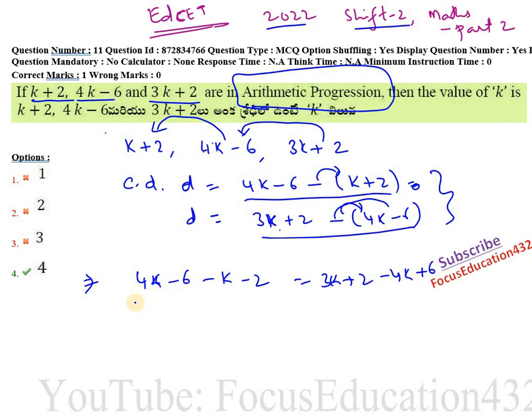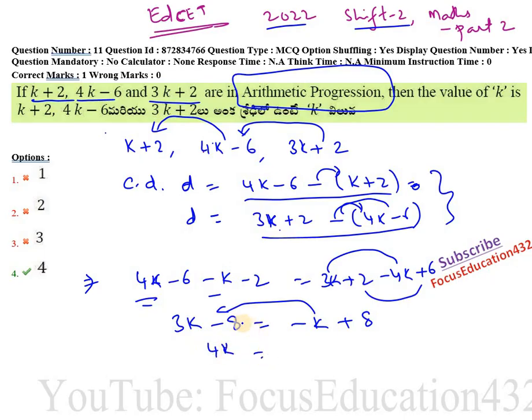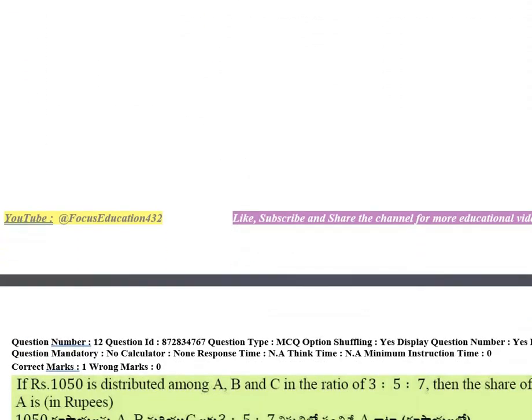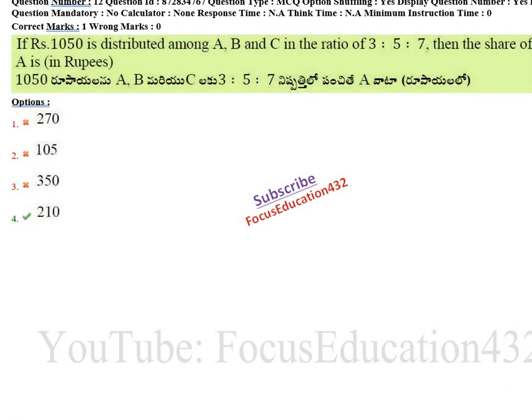So now 4k minus k is 3k, minus 6 minus 2 is minus 8, equal to 3k minus 4k is minus k, and 2 plus 6 is how much? 8. So bring this k to the other side, this becomes 3k plus k, that is 4k, equal to 8 plus 8, 16. So k will be 16 by 4. So the answer is 4. Common difference means the difference between two successive terms is the same. Using that logic we are solving this problem.